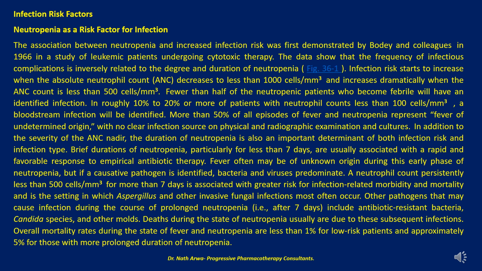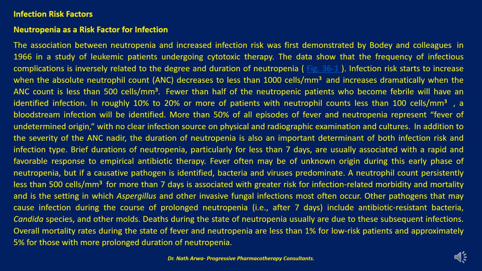The data show that the frequency of infectious complications is inversely related to the degree and duration of neutropenia, as shown in Figure 36.1. Infection risk starts to increase when the absolute neutrophil count, abbreviated as ANC, decreases to less than 1,000 cells per millimeter cubed and increases dramatically when the absolute neutrophil count is less than 500 cells per millimeter cubed. Fewer than half of the neutropenic patients who become febrile will have an identified infection.